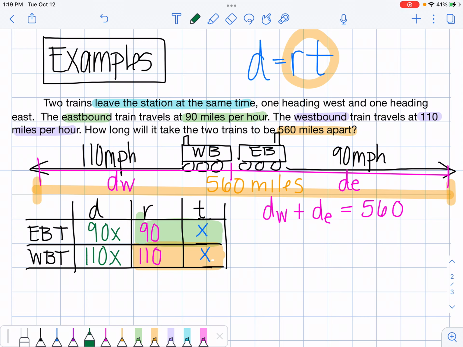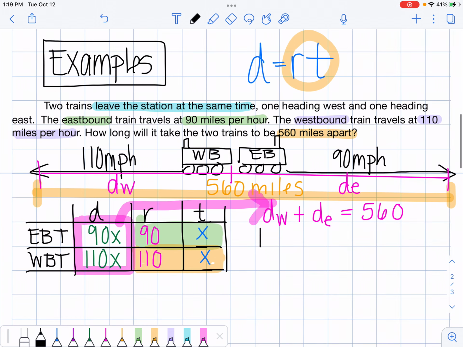Now I can take this information and plug it in my equation that I wrote. So my distance of my westbound train is 110x. The distance of my eastbound train is 90x.